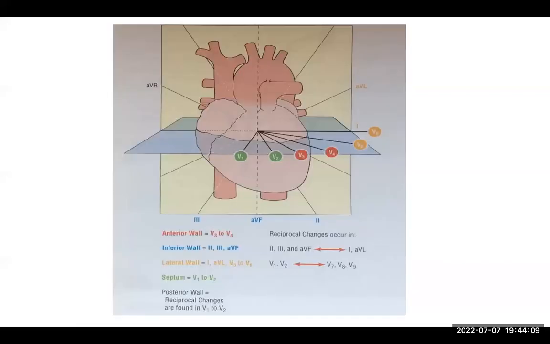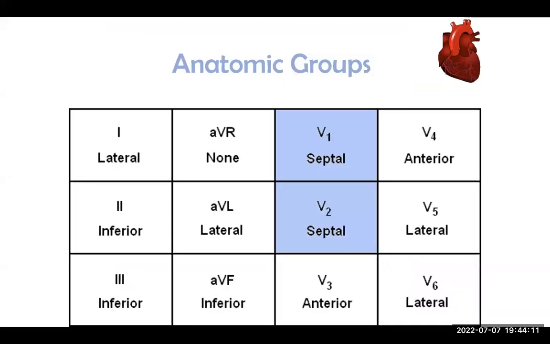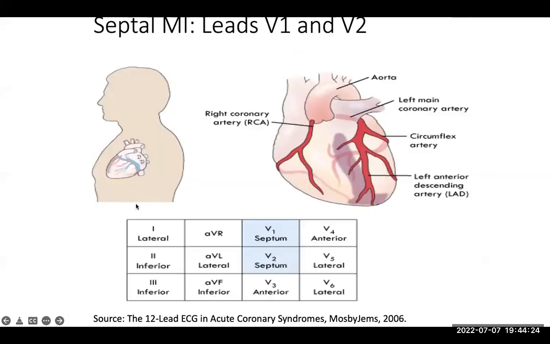So this is what we call anatomic location. V1, V2 is called septal. V3, V4 is called anterior. V5, V6 is called lateral. And also lead 1 and AVL, lead 2, lead 3, and AVF are called inferior leads. Now we'll see all the MIs one by one, and I will give you examples.